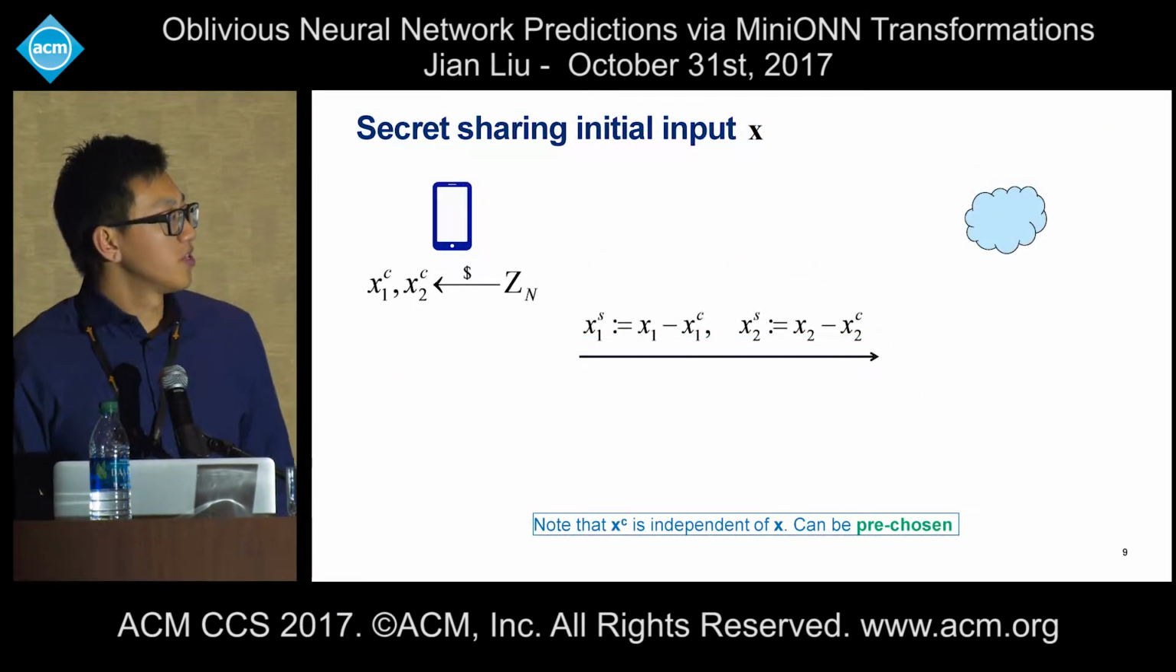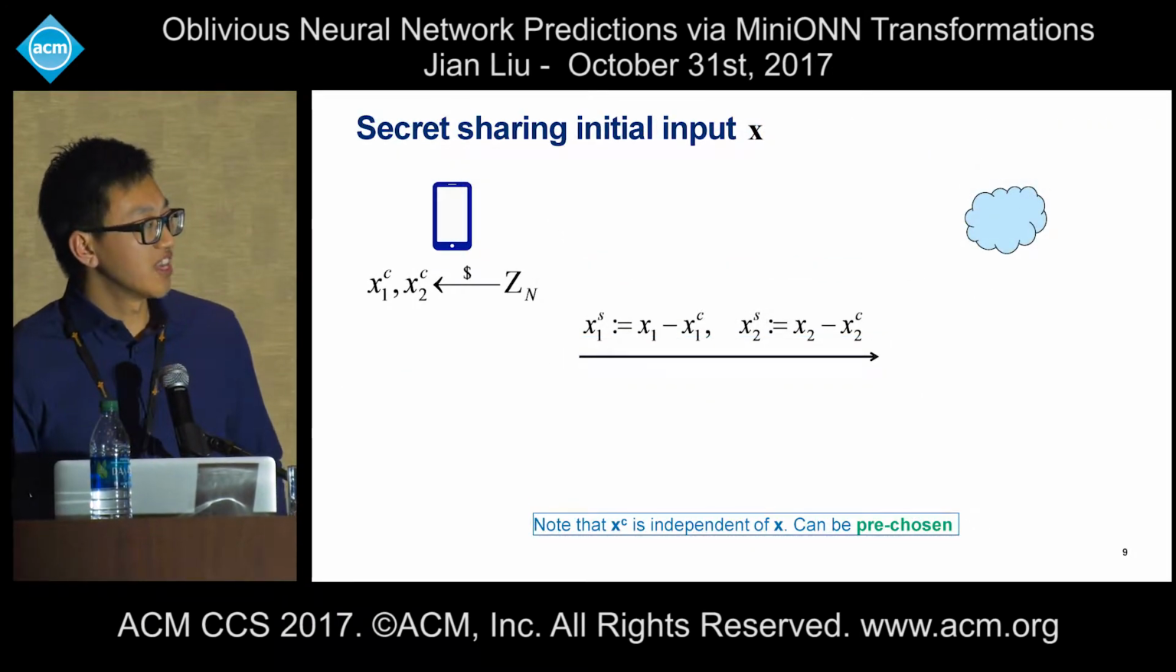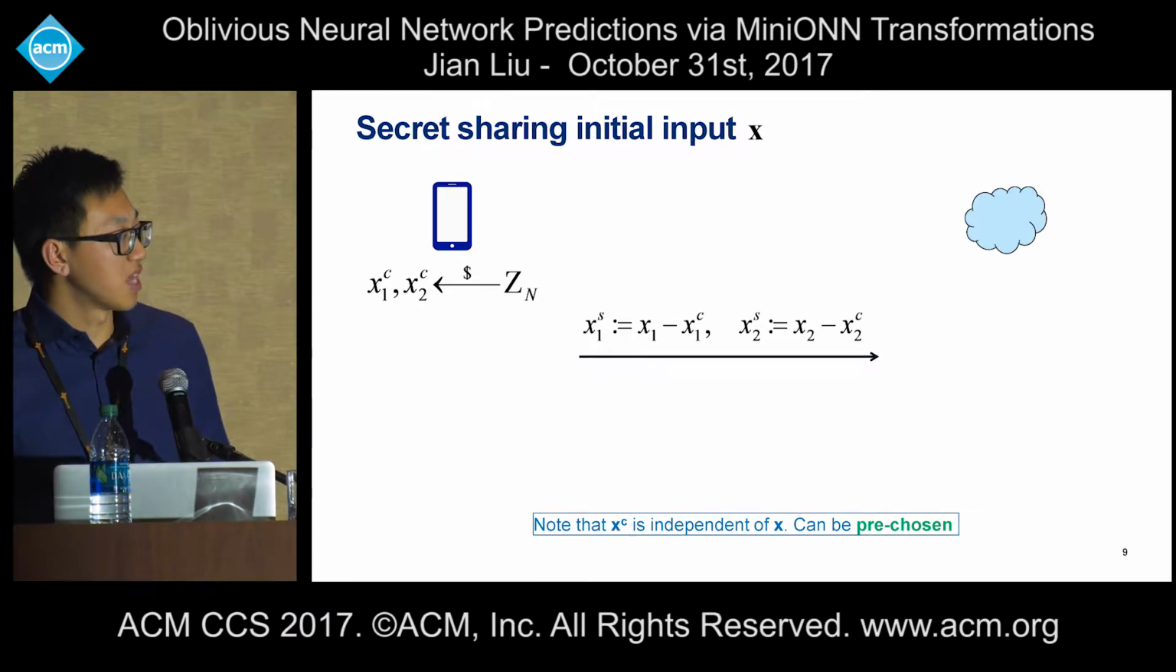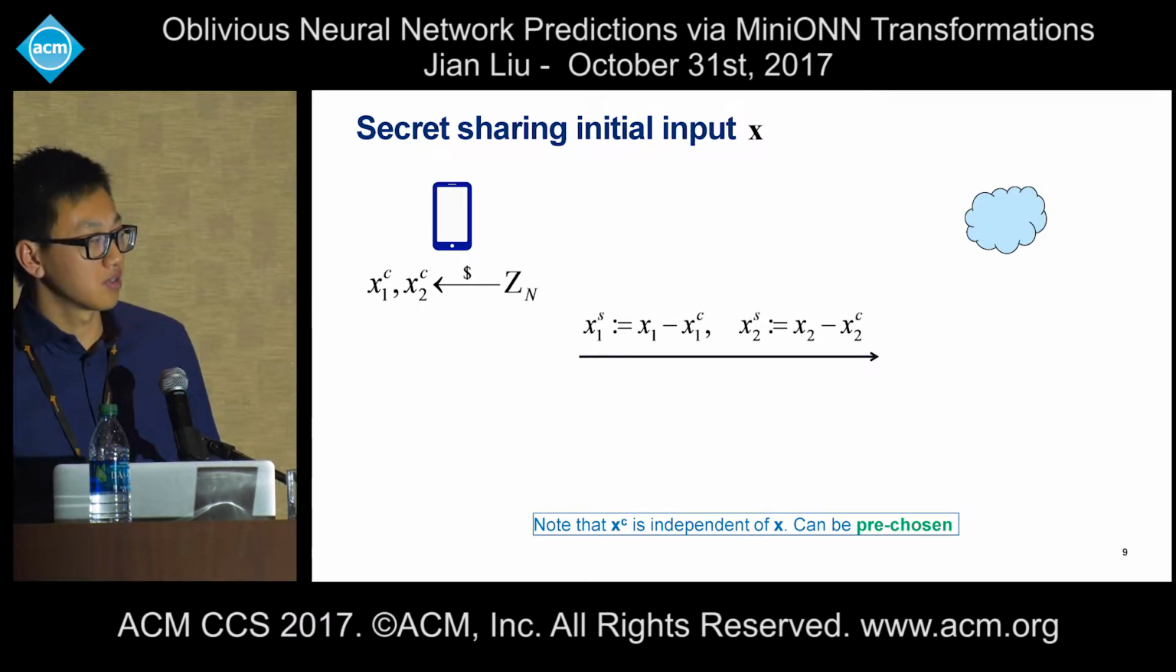So first, the client needs to initially share the input. To do this, it just locally generates some random numbers, xc, and then calculates the server's share as x minus xc. Notice that xc is independent of x, so it can be pre-chosen.